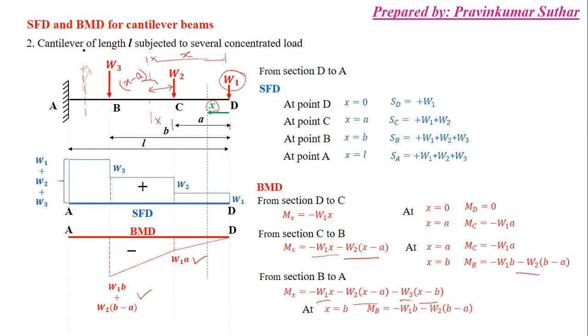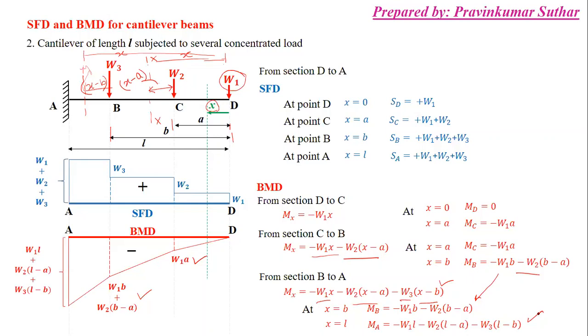So in this, now, this is the total x, and this is b. So just the value of this is equal to x minus b. So I have put here x minus b, as you can see here. Now put the value of x equal to b, then you will get the same value like this. And the value of x is equal to L, then this is the final, and we can say maximum bending moment in this condition. So this is the maximum bending moment for this.